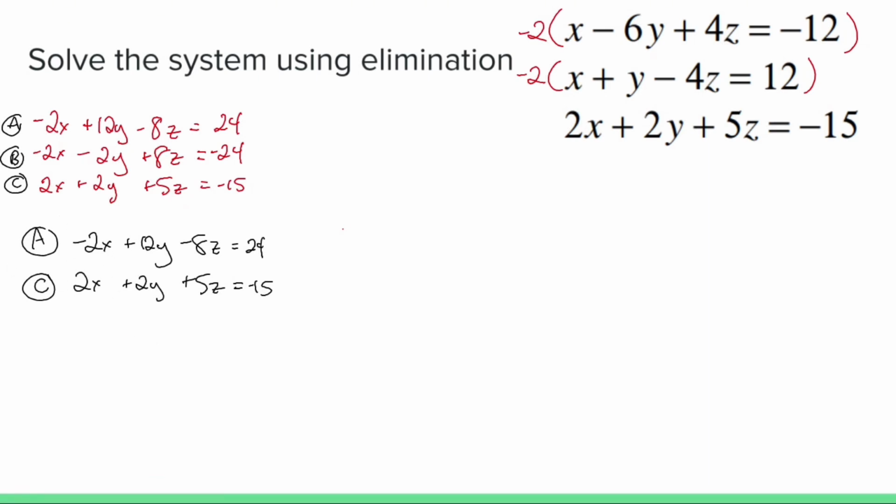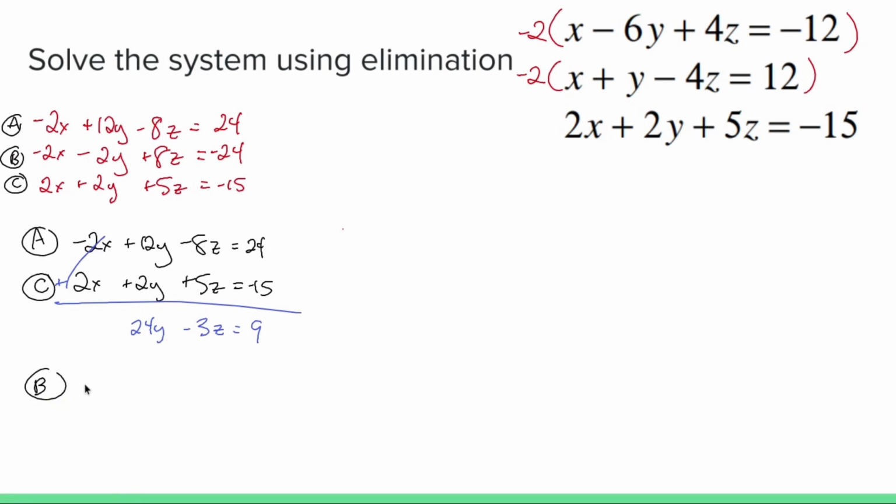If I add these two rows, you'll cross out. You'll become 24y. You'll become minus 3z, and you'll become 9. Okay? Manageable. Now let's do the same thing with B and C.